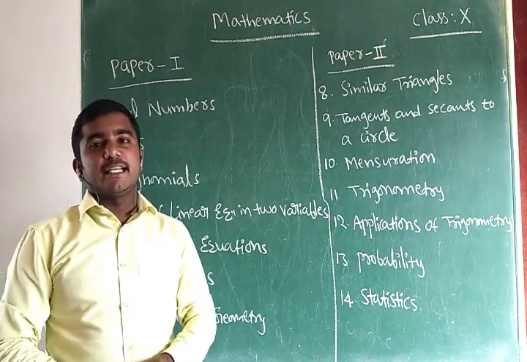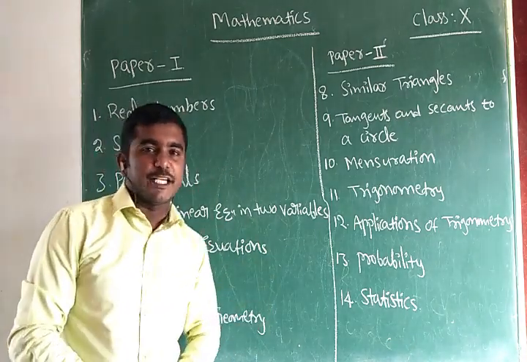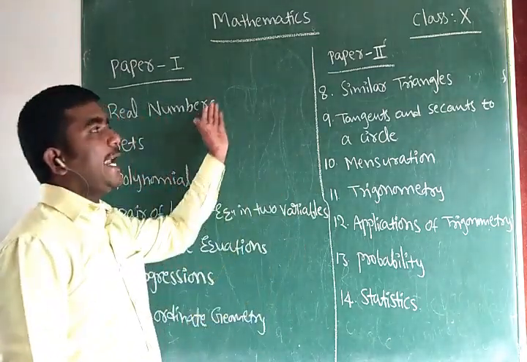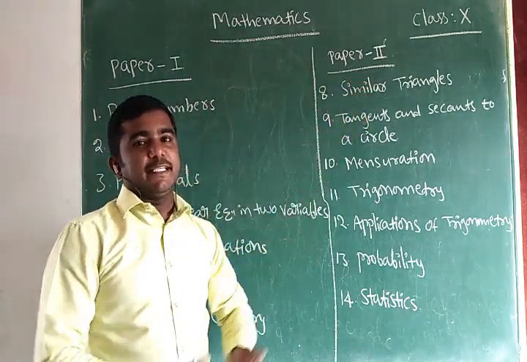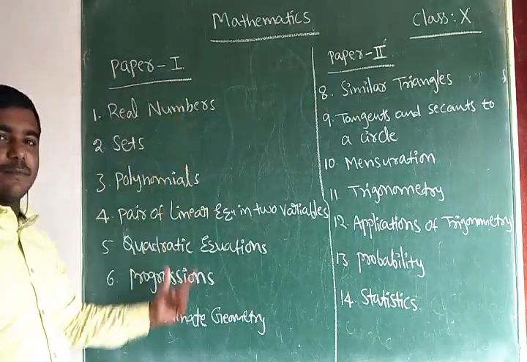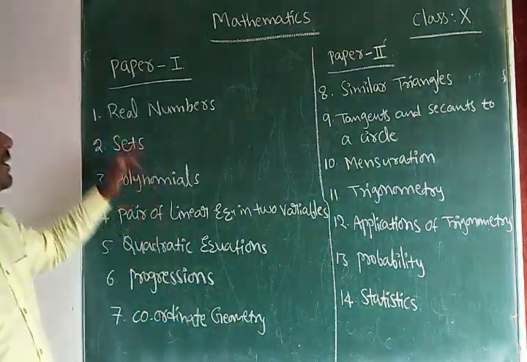In our 10th class, how many chapters are there? Here in 10th class we have two papers, paper 1 and paper 2. In mathematics there are 14 chapters in total: paper 1 has 7 chapters and paper 2 has 7 chapters. What are the 7 chapters?